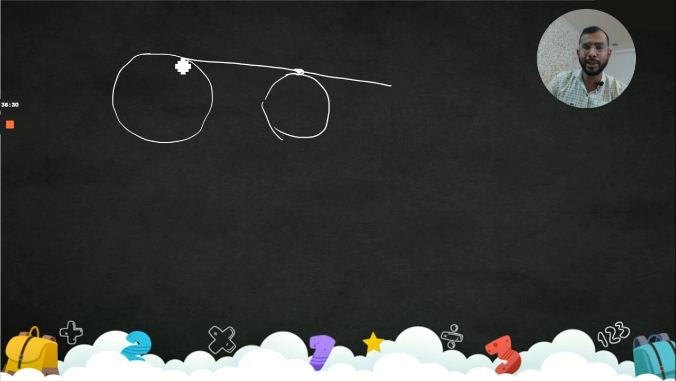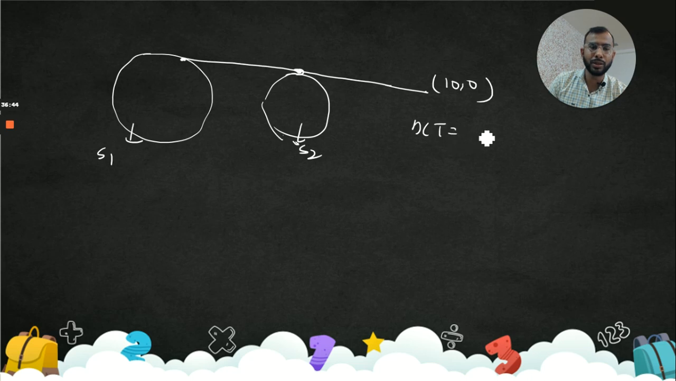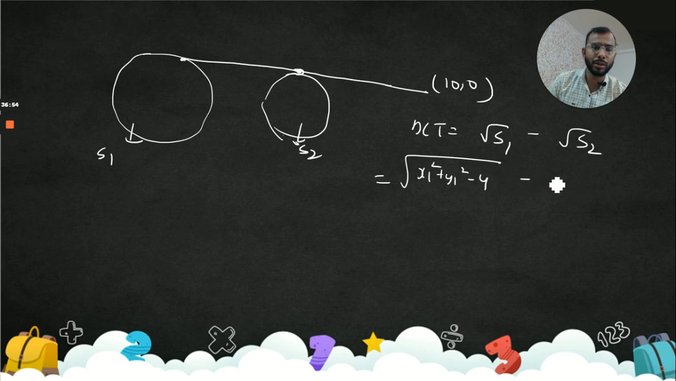So length of tangent, two ways as I told you. First there is a direct formula, right? So we learn both. First this point is 10, 0. This is S1, this is S2. As I told you, length of DCT is root S1 minus root S2. Root S1 means you will substitute the point. Equation is x1 square plus y1 square minus 4 under root, minus S2. S2 how much is it? x minus 5 is it? Plus y square minus 1. x1 is how much? 10. 10 square is 100. 100 minus 4 is 96. Root 96, okay.